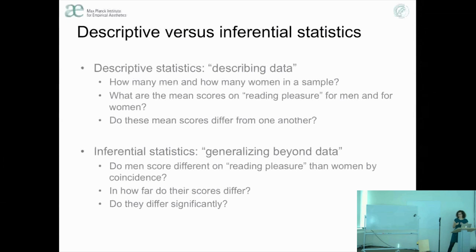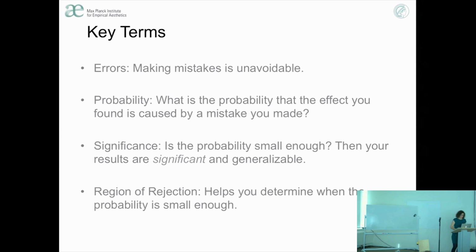Very briefly, because I'm going to go back into it tomorrow, descriptive statistics are there to describe your data. Inferential statistics you use to generalize beyond your data. So inferential statistics are test statistics. And to be able to pick the right statistical test, you need some theoretical knowledge underlying it. And that's what we're going to discuss in this session.